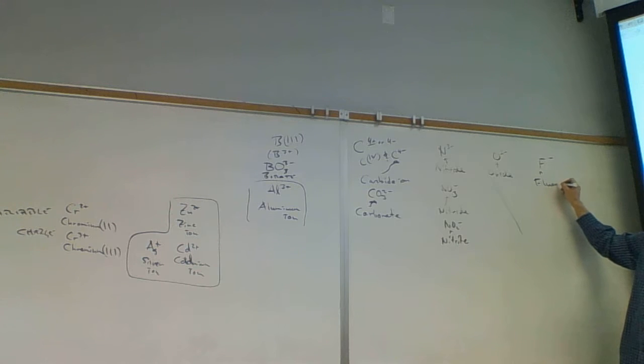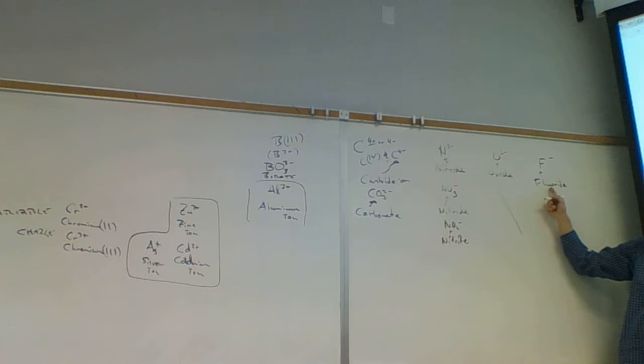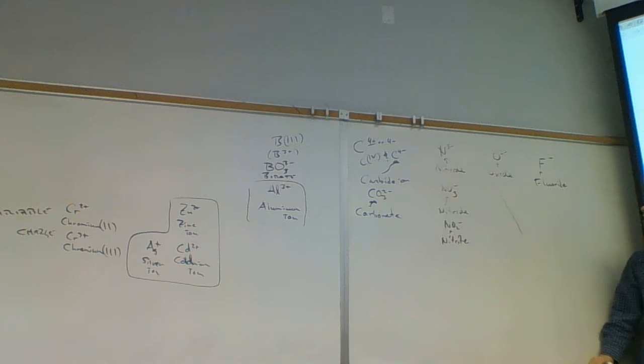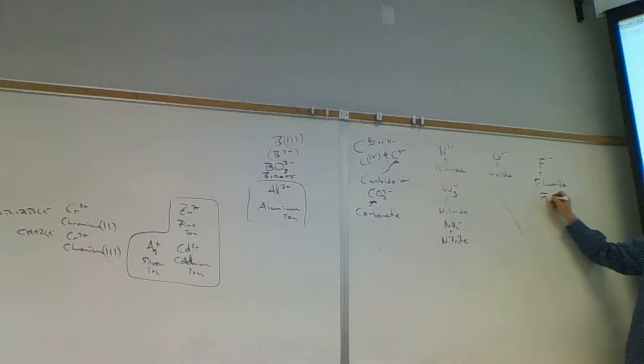Fluoride is commonly misspelled. Fluoride is F-L-U. A lot of people spell it F-L-O, like flower. F-L-U-O. Fluoride. We have the fluorate ion. What is the fluorate ion? FO3 minus. This is fluorate.